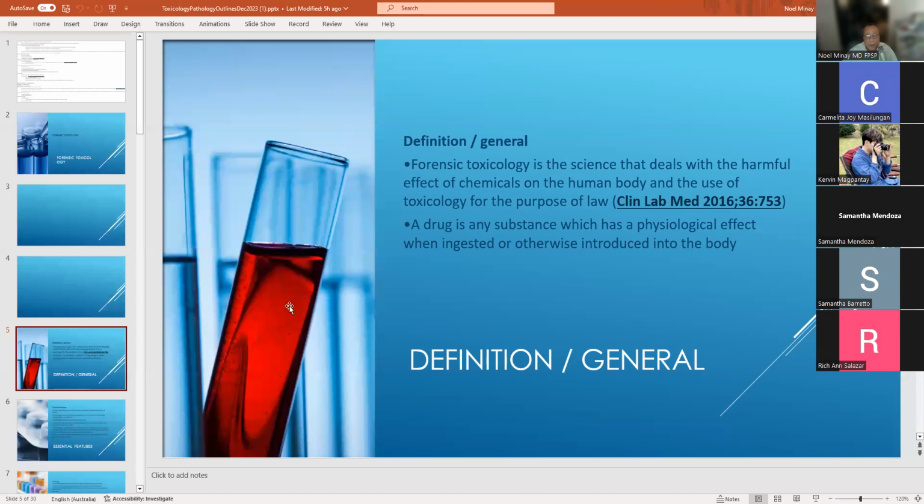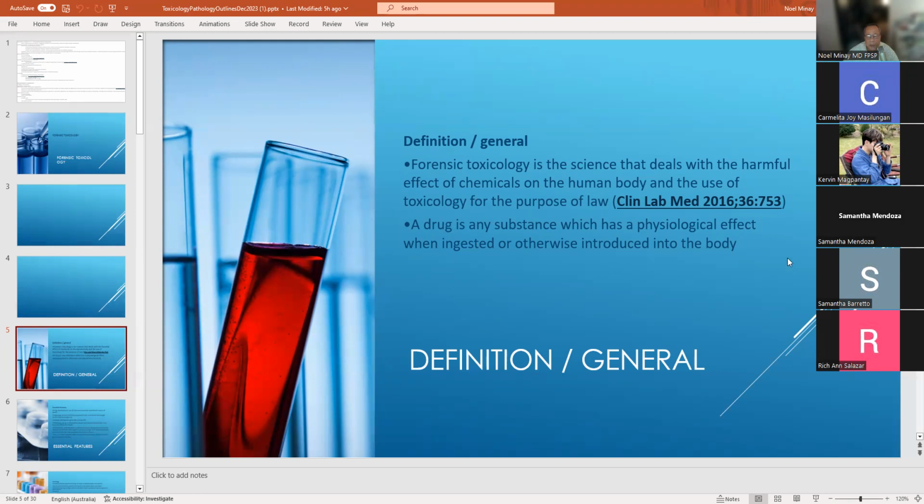So, by definition, forensic toxicology is the study of poisons. Forensic toxicology is a specialty under forensic chemistry, under forensic science, and there are forensic toxicologists from forensic scientists who have a bachelor's degree in forensic science, those with master's degrees, and those who have doctorate degrees in chemistry and forensic chemistry. Now, it's the science that deals with the harmful effects of chemicals on the human body, and toxicology is used for the purposes of law. Kagaya rin ng forensic medicine, for the purpose of law.